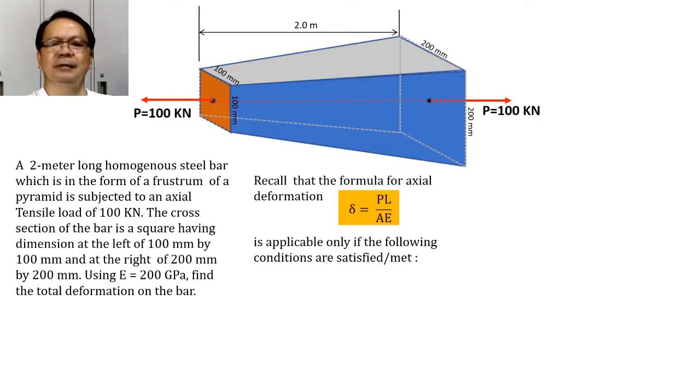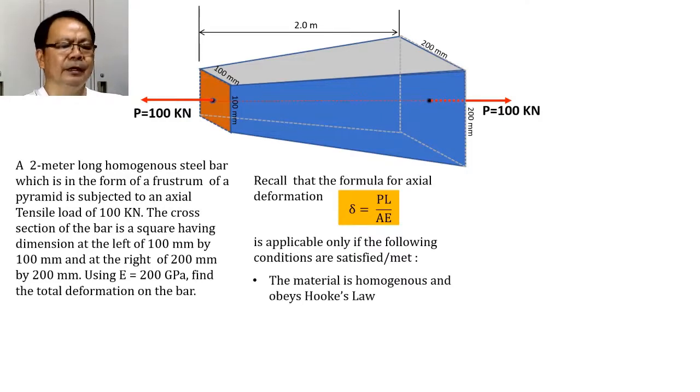Una, sabi nga, if the material is homogeneous and obeys Hooke's law. Ang ibig sabihin nun, the material will not be subjected to a stress more than its elastic limit. And so we will have the formula equal to PL over AE. Now, is this satisfied? So, kung babalikan natin ang problem, it is mentioned in the problem that the material is homogeneous. Ibig sabihin, the first condition is satisfied.